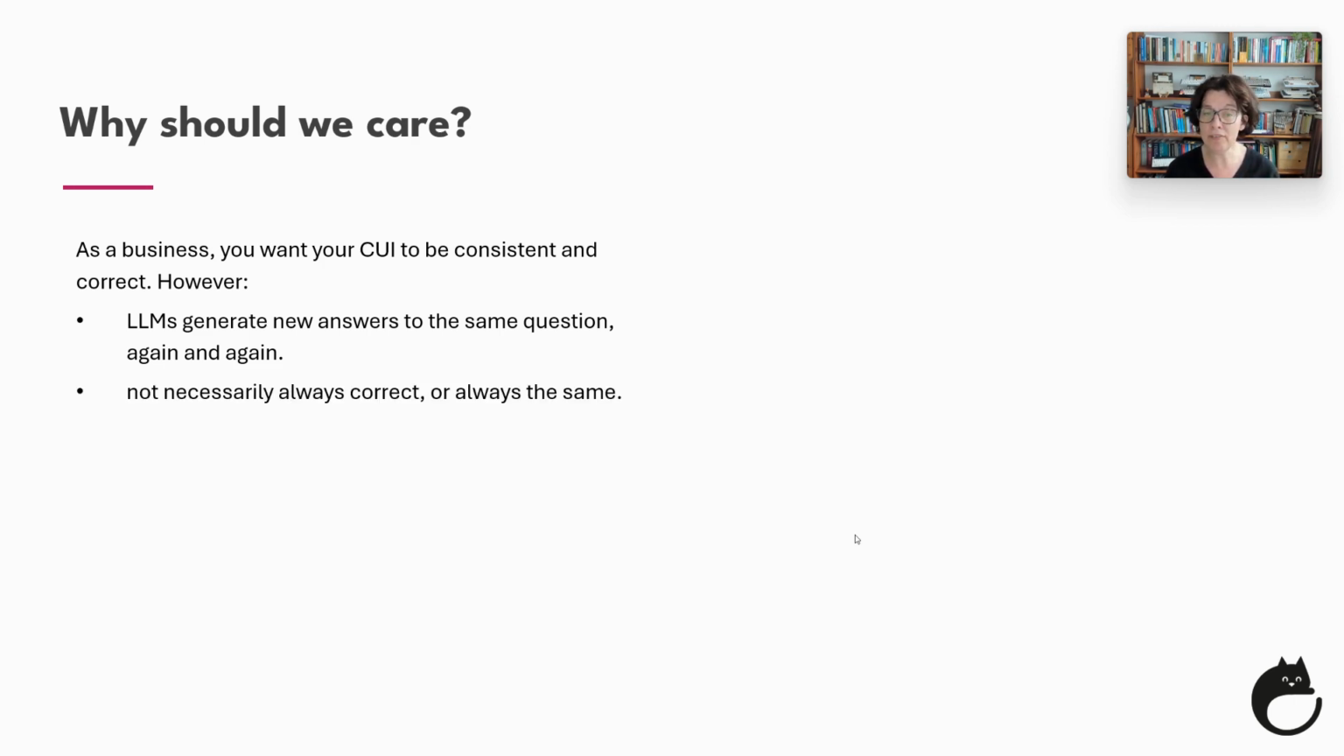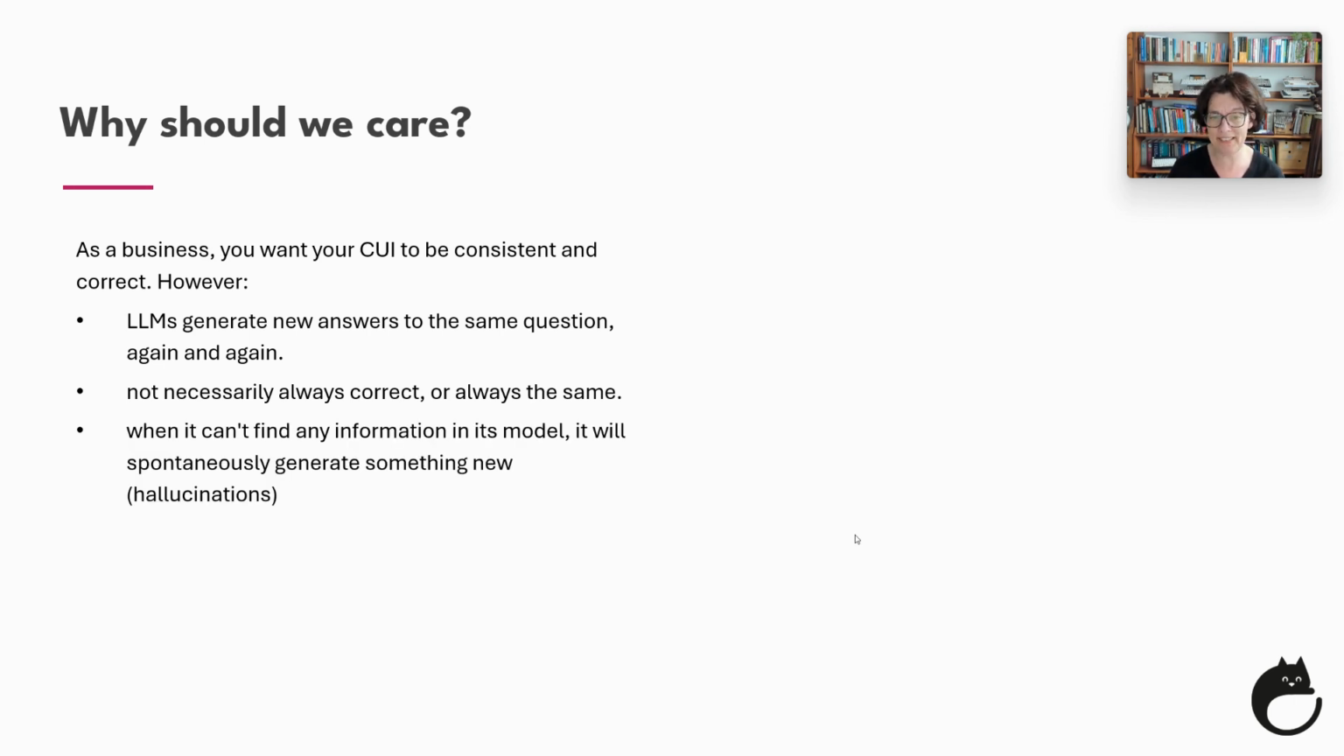And these answers don't always have to be correct or always the same. When it can't find any information in its model, when it can't find enough words in the context of the word that you're inputting, it will spontaneously go cruising around this multidimensional vector space and generate something new. And that's what we call a hallucination. So when there's not enough data to give you something reliable in terms of probabilistic reliability, it will just cruise off on its own and find something else that might be complete nonsense.